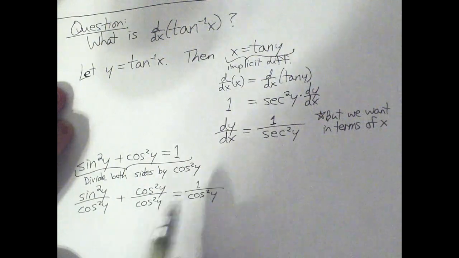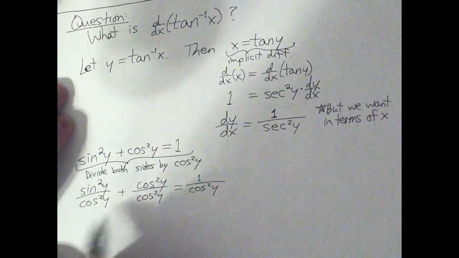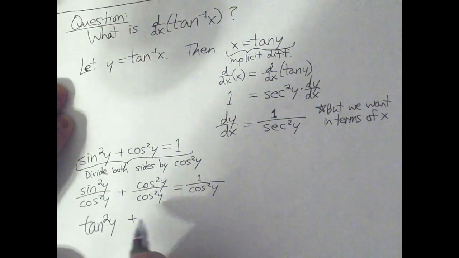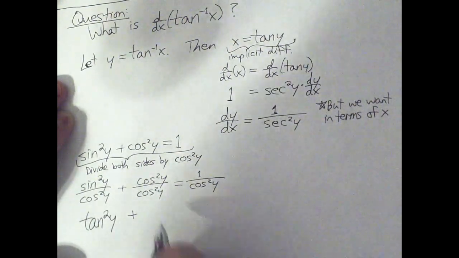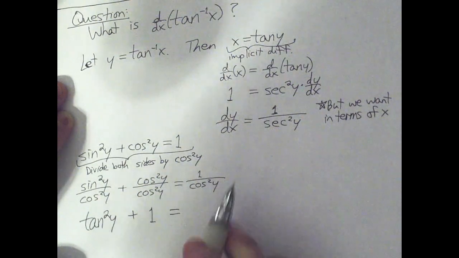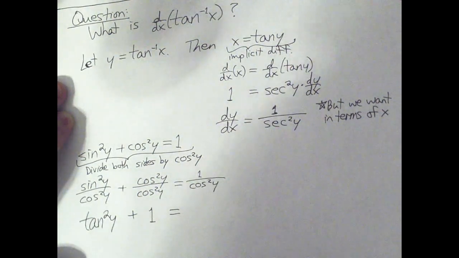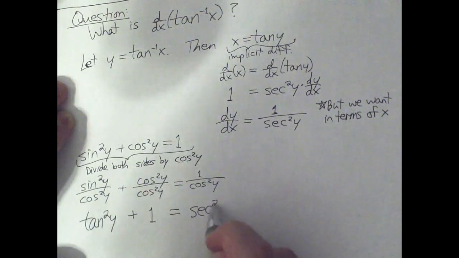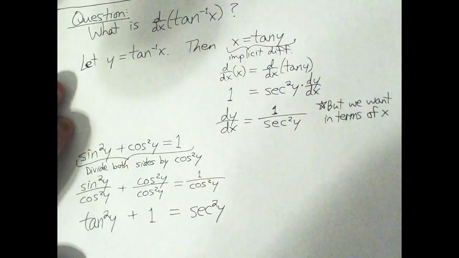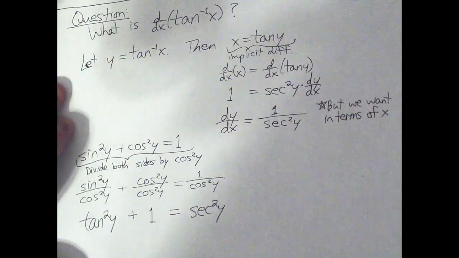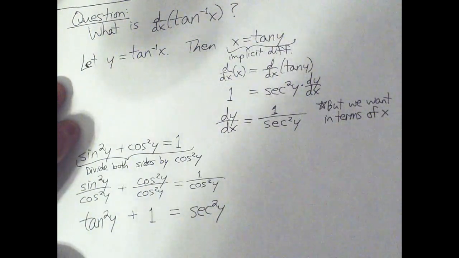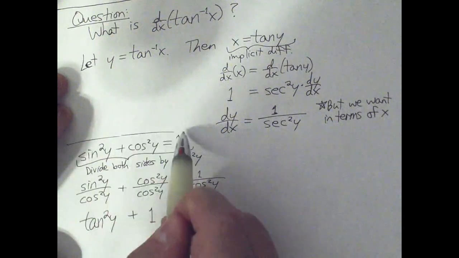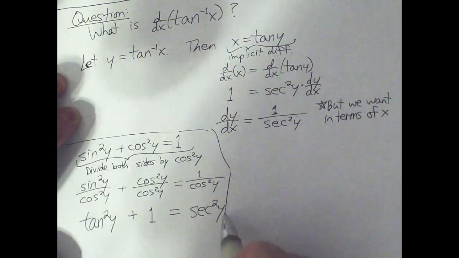What does this wind up equaling? Sine squared over cosine squared is tangent squared y. Cosine squared over itself is 1. 1 over cosine squared is also known as secant squared. That's pretty cool, right? Here, let's section this off as that was a bit of trig identity work.